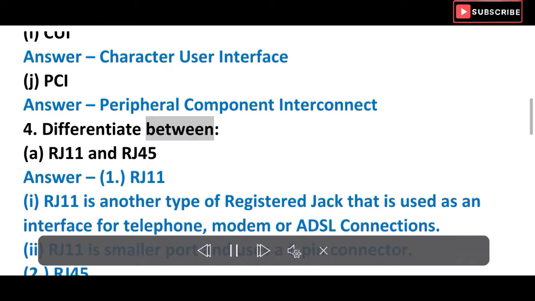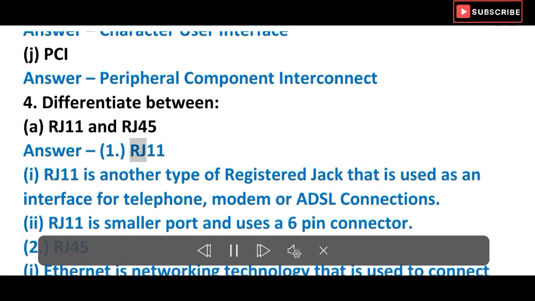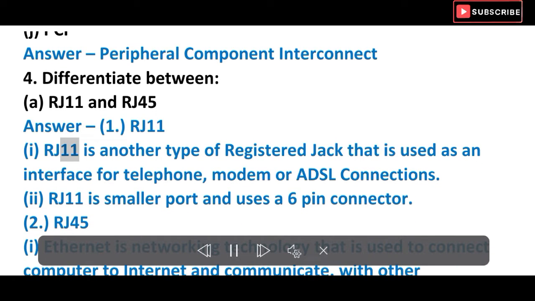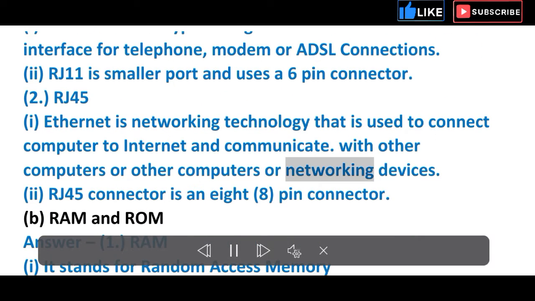4. Differentiate between. A. RJ11 and RJ45. Answer: 1. RJ11. I. RJ11 is a type of registered jack that is used as an interface for telephone, modem or ADSL connections. II. RJ11 is a smaller port and uses a 6-pin connector. 2. RJ45. I. Ethernet is networking technology that is used to connect computer to internet and communicate with other computers or networking devices. II. RJ45 connector is an 8-pin connector.